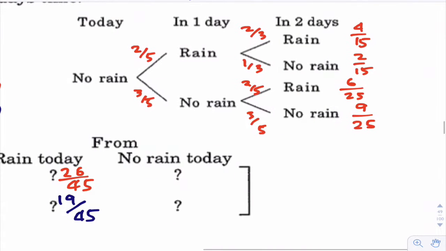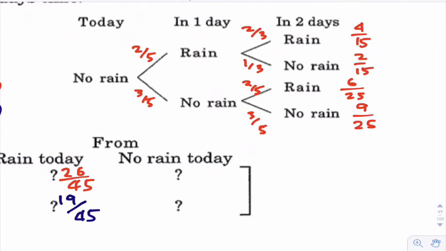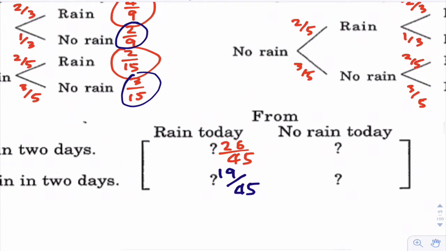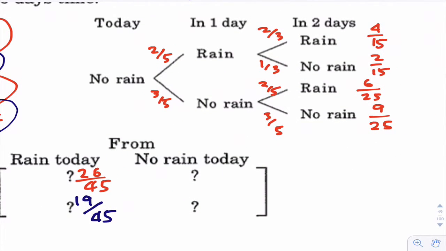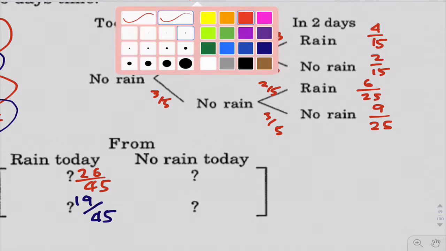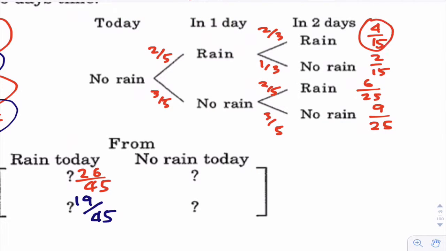Now let's look at the other one over here, no rain today. What's the chance that it's going to be raining in 2 days' time? Okay, so that is this probability. Well, let's stay with the red here. That is this probability and this probability added together. So 4/15 plus 6/25, and that gives us 38/75. It's a bit nasty, these numbers.